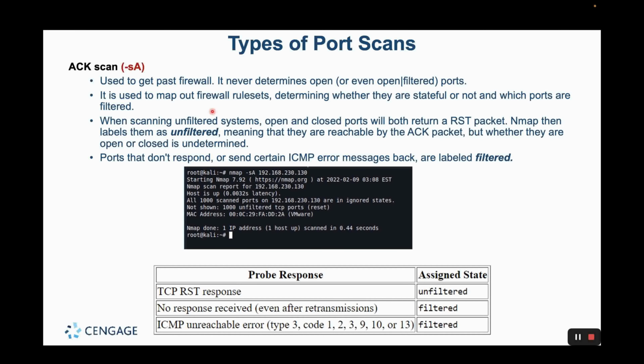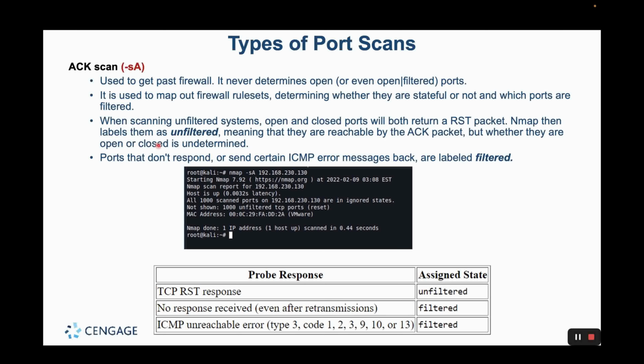Now, another important scan is called the acknowledge scan. This acknowledge scan is used to get past firewalls. It never determines open or even open|filtered, so the output will look like this. It is used to map out firewall rule sets, determining whether they are stateful or not, and which ports are filtered. When scanning unfiltered systems, open and closed ports will both return a reset packet.